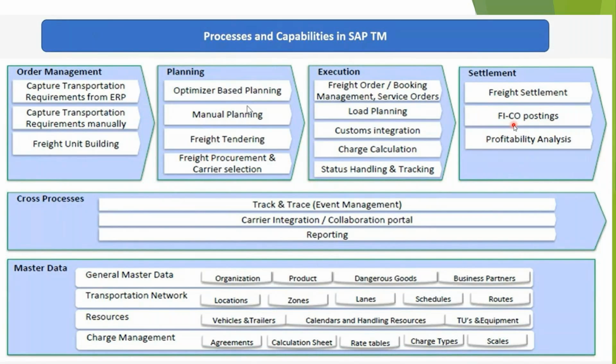In that case, I'm just giving one example: for intercompany STOs, you have a supplying plant and a receiving plant, and you have an outline agreement where everything will be included, including that the supplying plant will bear the freight cost. So how you do the settings in the system, so that the system will automatically assign those freight costs directly to the supplying plant instead of the receiving plant, those settings will be done in the settlement area.